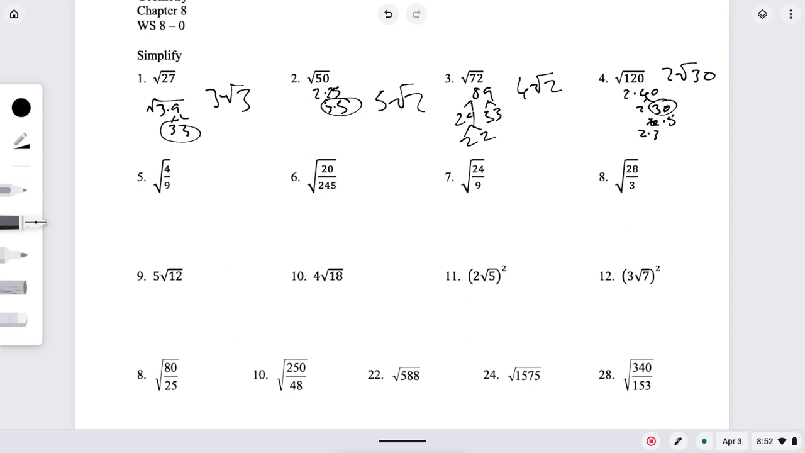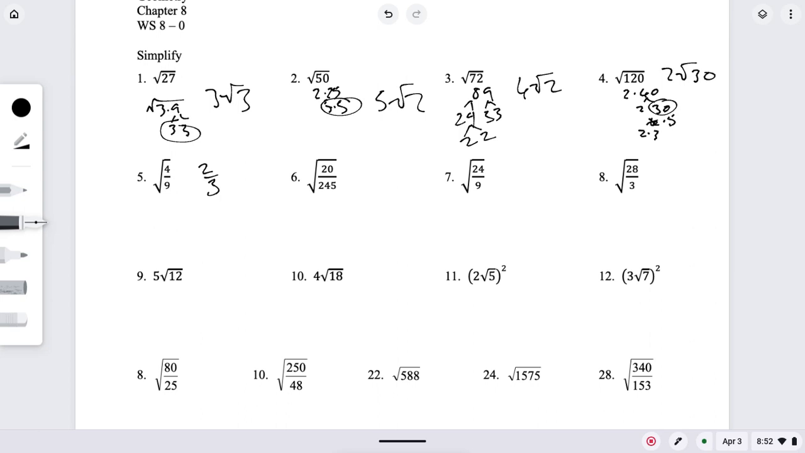And then things get interesting because you have fractions sometimes. This fraction has two perfect squares in it, so I know right away that my answer is going to be a 2 over 3 because 4 is 2 times 2, 9 is 3 times 3. No more square root. But on this example, number 6, that 20 and 245, those are not perfect squares, but there might be perfect squares that are hiding, right?